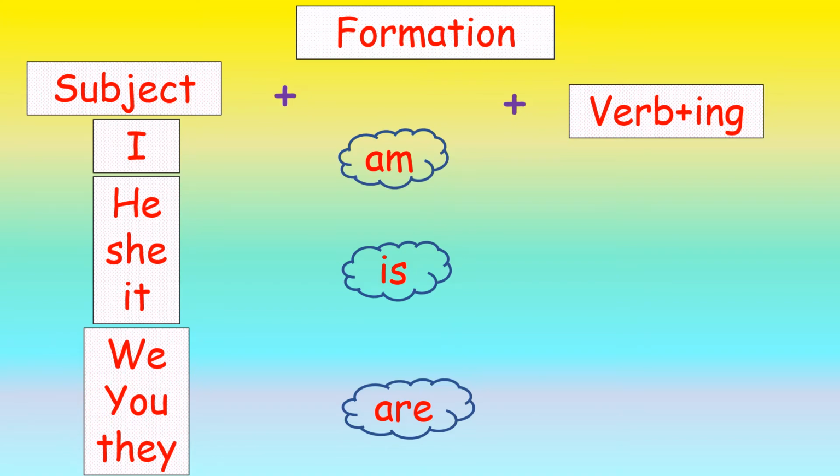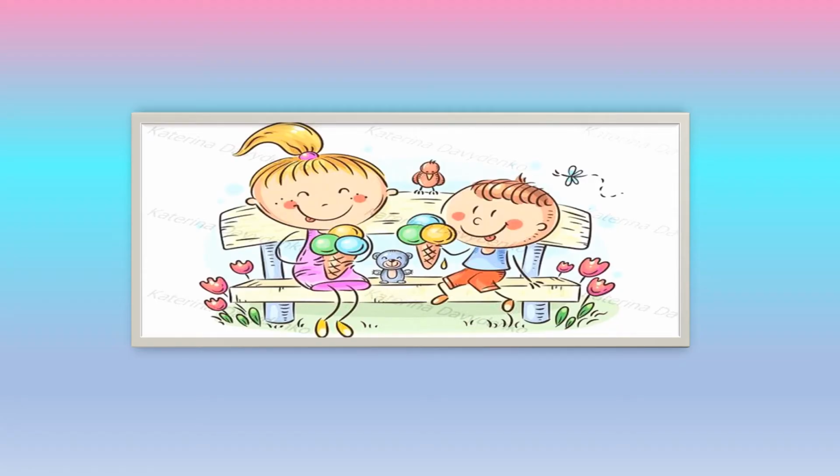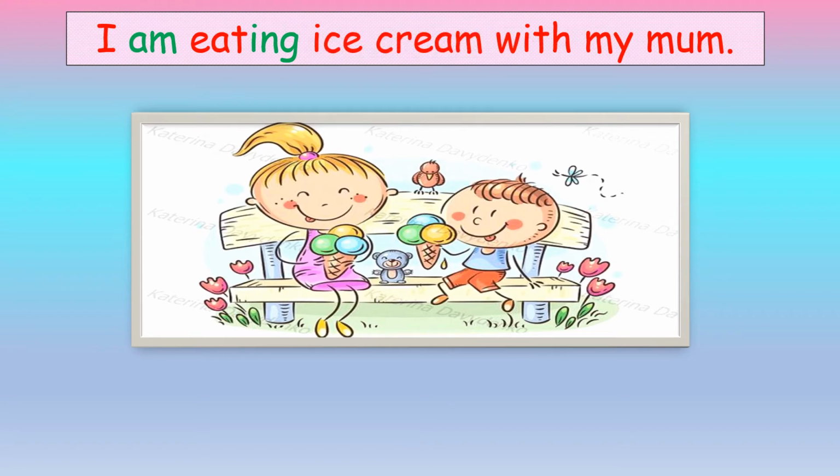Let's move on. Now we are going to discuss some pictures together. Okay, what are they doing? What are they doing now in front of you? Yes, I am eating ice cream with my mom. I, the subject, am, verb to be, eat, the action verb, and we put ing at the end. So I am eating ice cream with my mom. Let's move to the next picture.